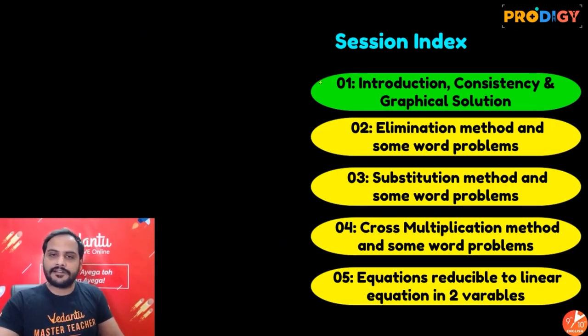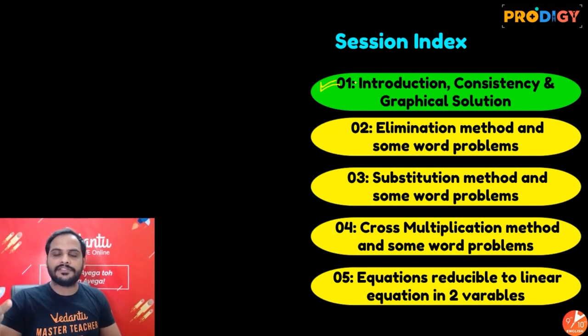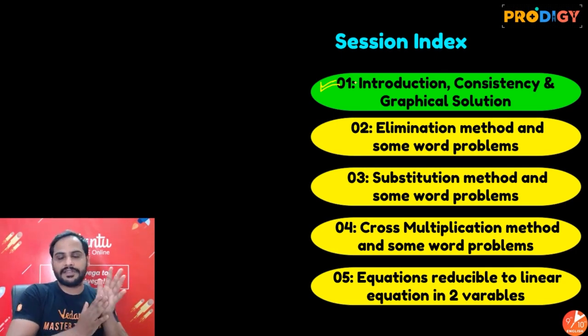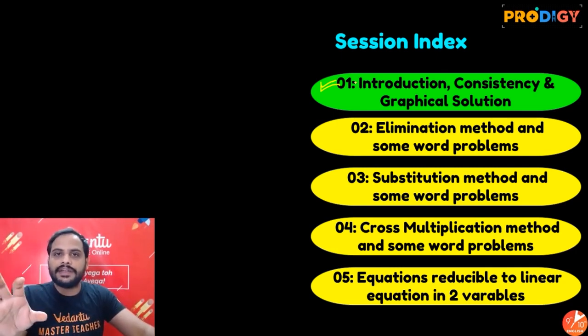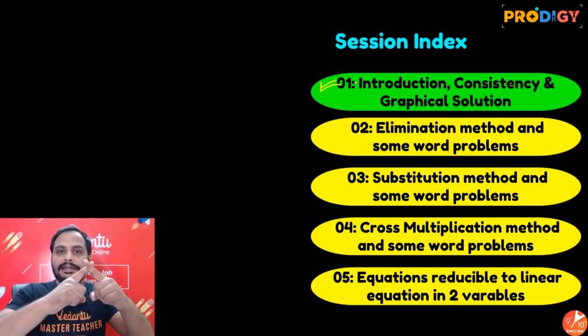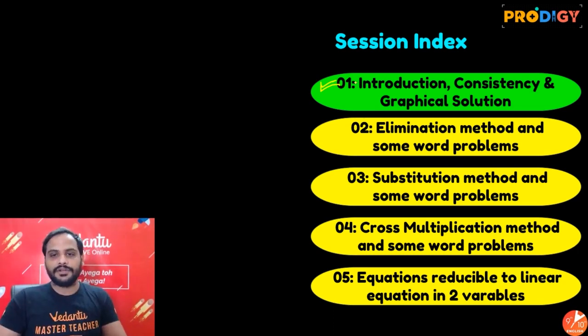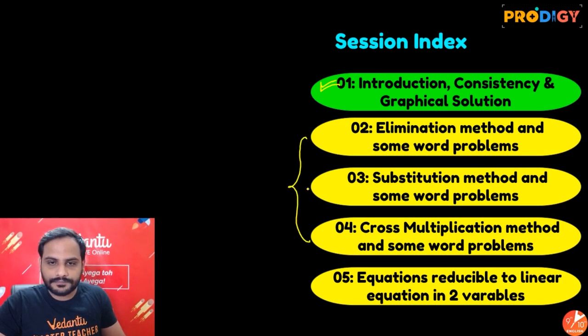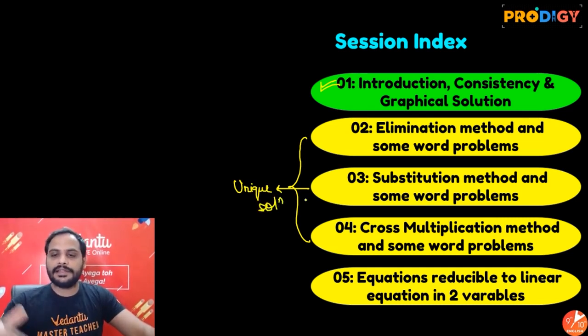With this, we have completed our first topic, introduction, and the consistency, and how do we find out the solution of a linear equation in two variables graphically. In the next session, beta, we will be studying the elimination method. So elimination method, substitution method, or cross multiplication method, these three methods we use to find out the solution of a pair of linear equations in two variables when they are intersecting lines, or the unique solution. In all these three, we'll be looking at unique solutions. Okay, beta, and the next one is equations reducible to linear equations in two variables.